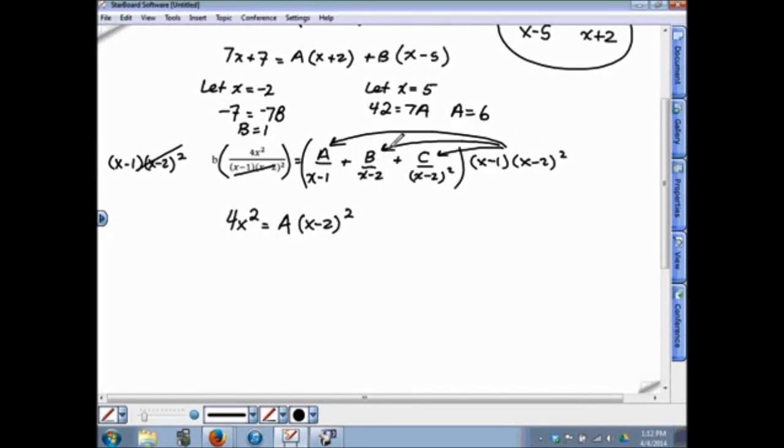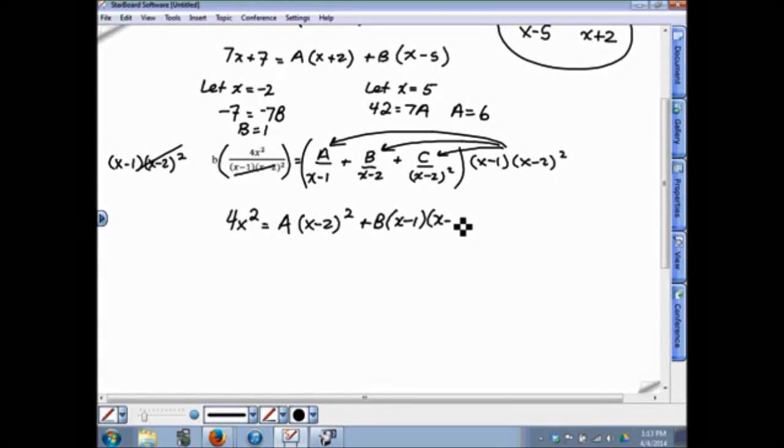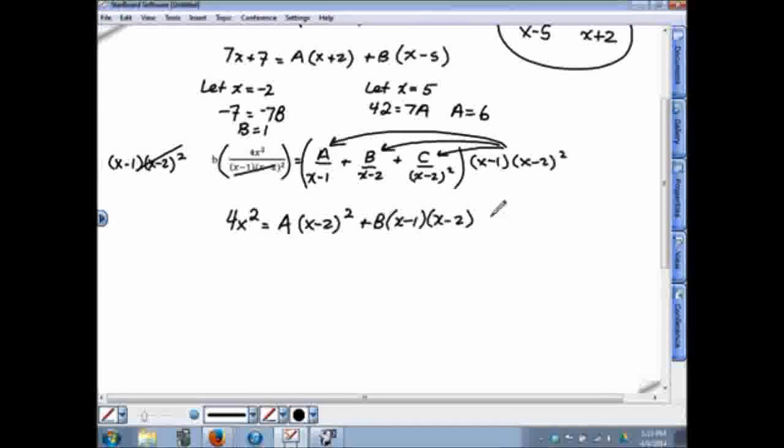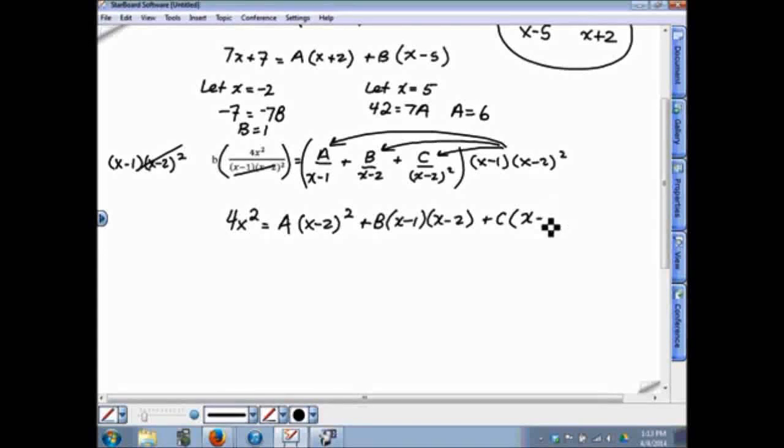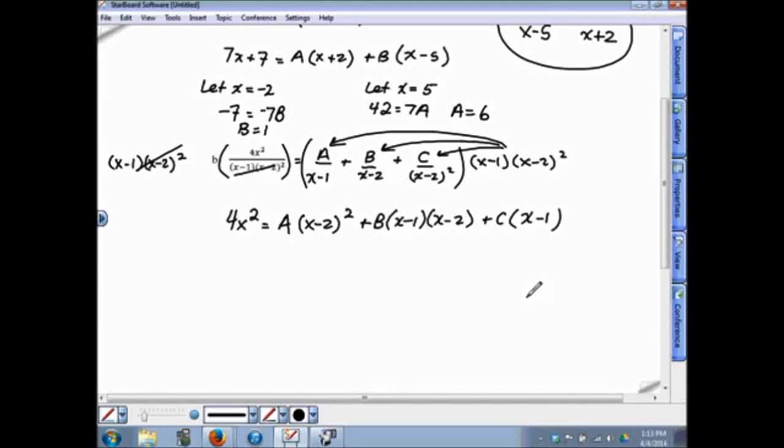Now when the LCD multiplies to the b term, this single x minus 2 on the denominator here would cancel with one of these x minus 2's. So you have one of the x minus 2's times an x minus 1 that multiplies the b. So it's plus b times x minus 1 times x minus 2. Now when the LCD multiplies in the c term, the x plus 2 squared cancels with the x plus 2 squared. So c multiplies x minus 1.